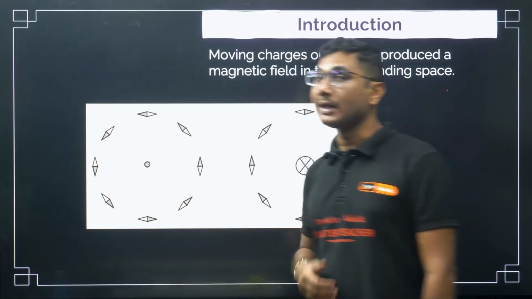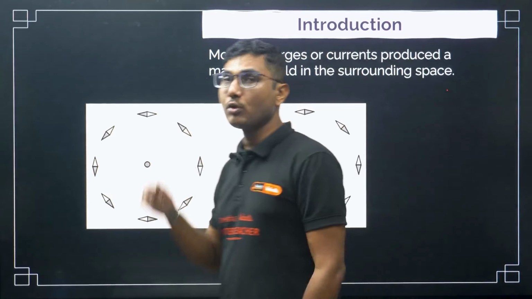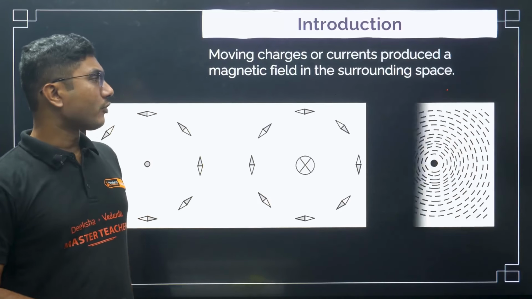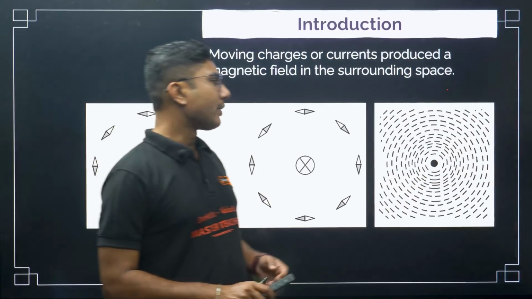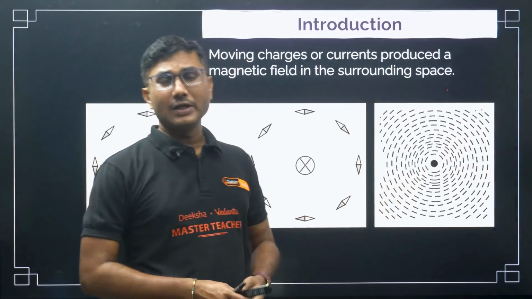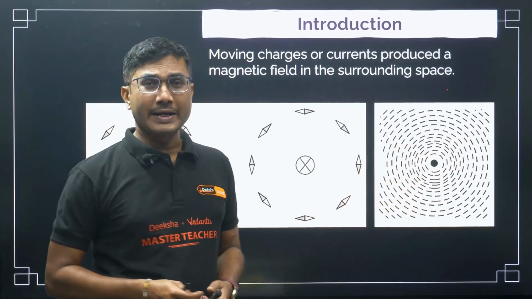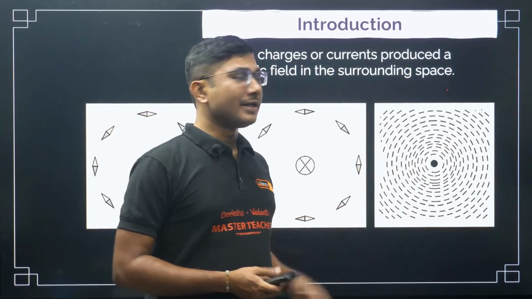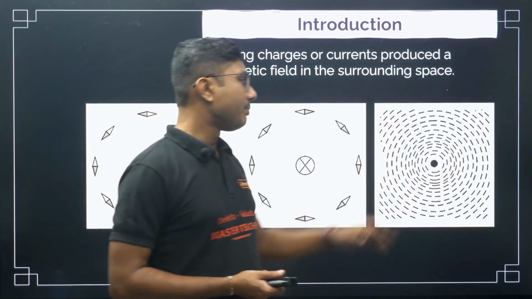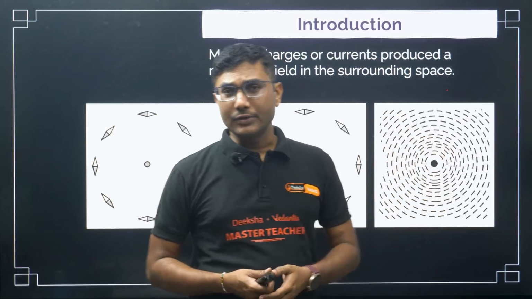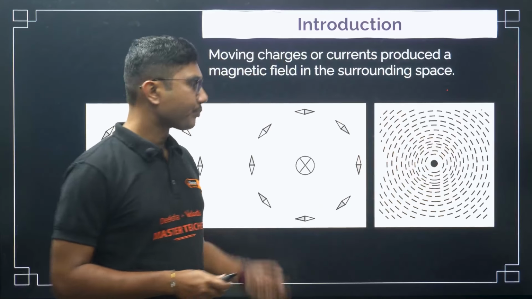For a current carrying conductor, it is basically a circular loop, a closed loop. And for a moving charge, similarly you can find the direction of magnetic field based on the direction of motion, as well as whether the charge is positive or negative, but it will be a circular magnetic field, right?